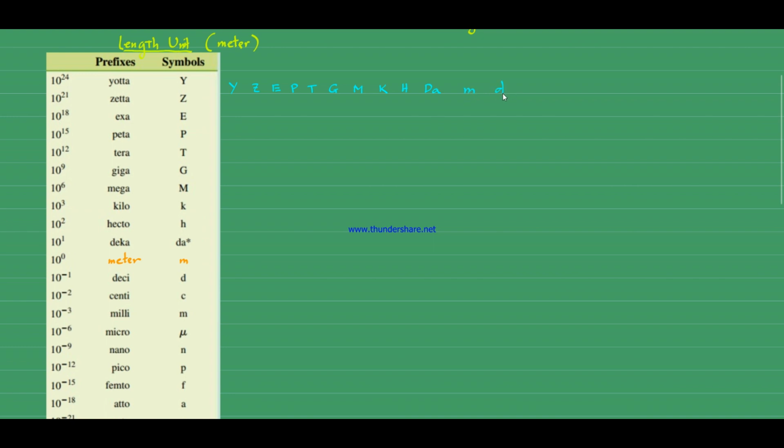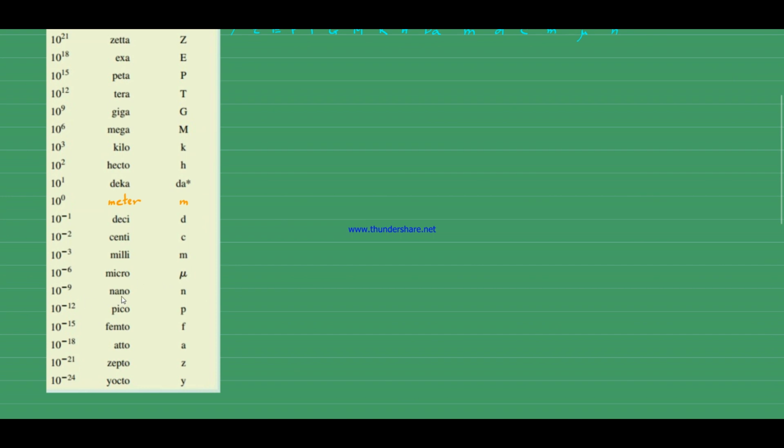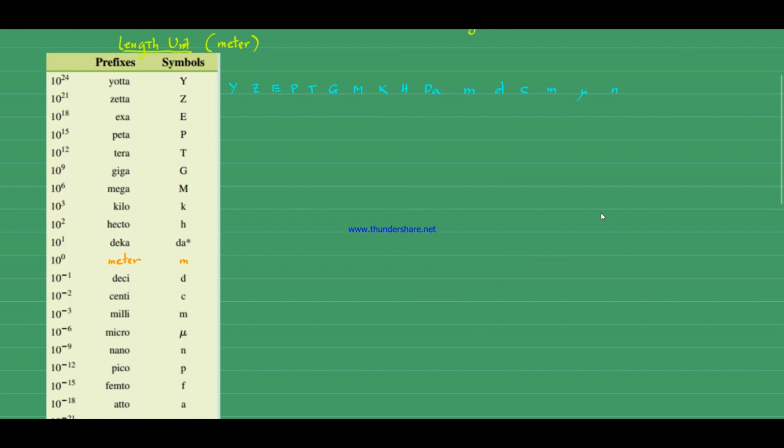Then we have decimeter, centimeter, millimeter. We're talking about our length unit, so it must be meter. Then we have millimeter, and micrometer with the mu. Then we have nanometer. You remember nanotechnology? Nanotechnology is technology using very small particles. You can say something like that.